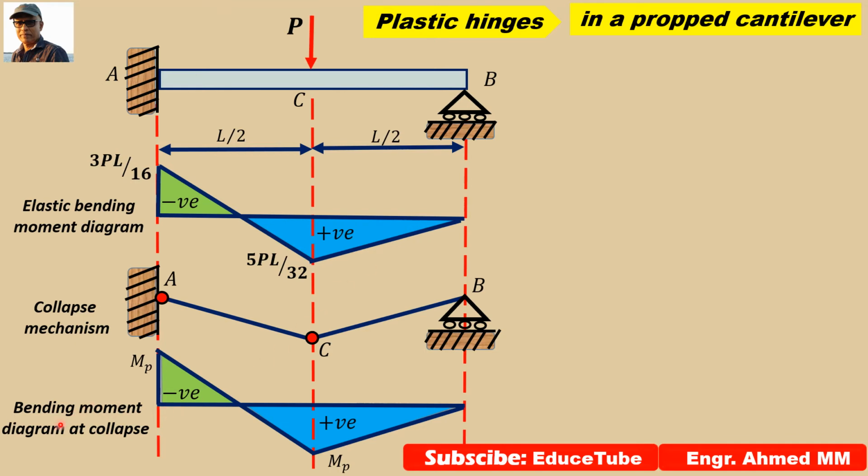Now to get the bending moment diagram at collapse, we have to increase this load. So first we are increasing P. If the value of P is increased, a plastic hinge will form first at A. Why? Because out of these two values, 3PL by 16 is greater than 5PL by 32. So the plastic hinge will form first at A if we increase the load P.